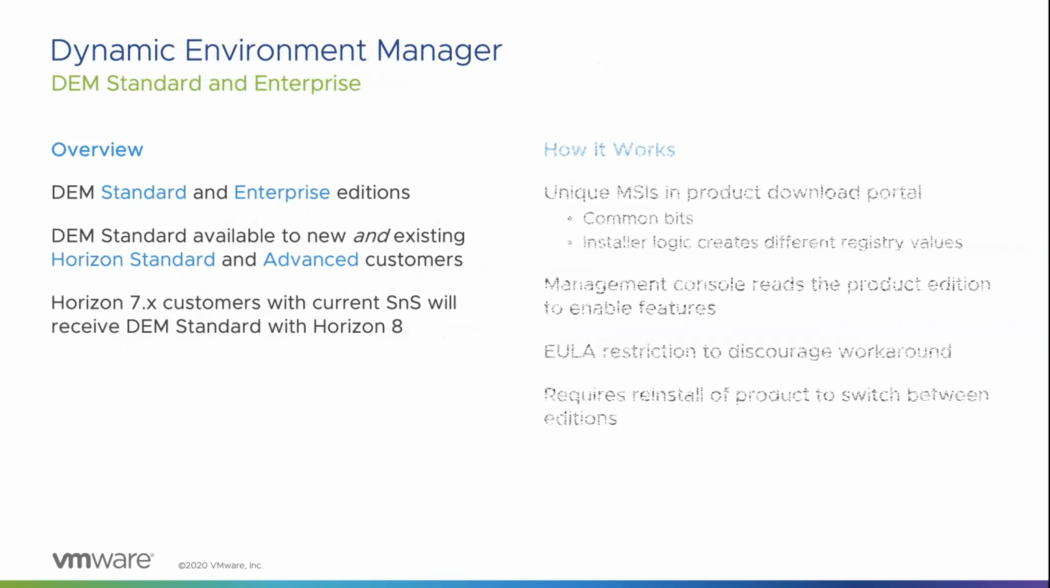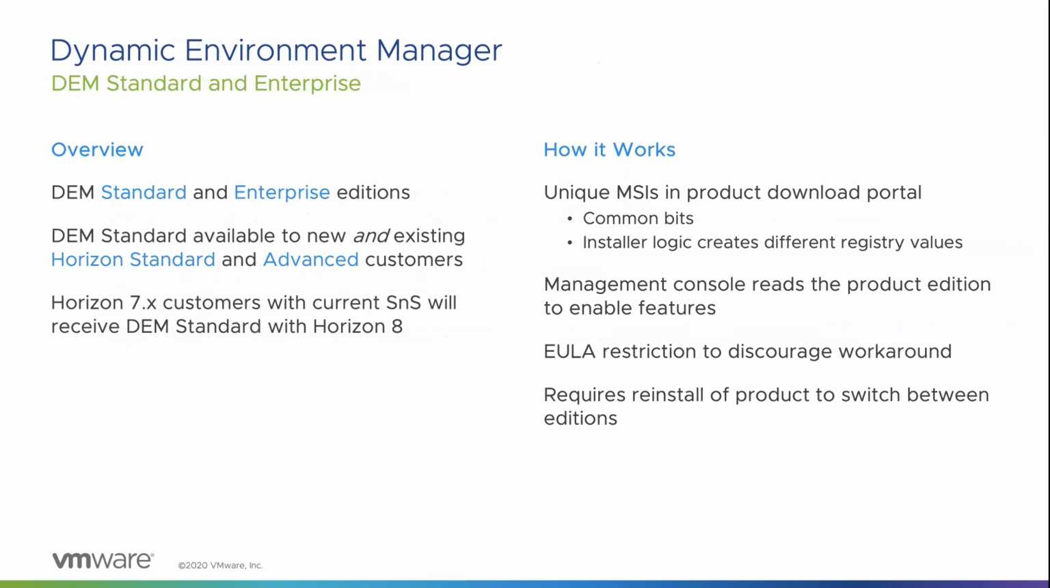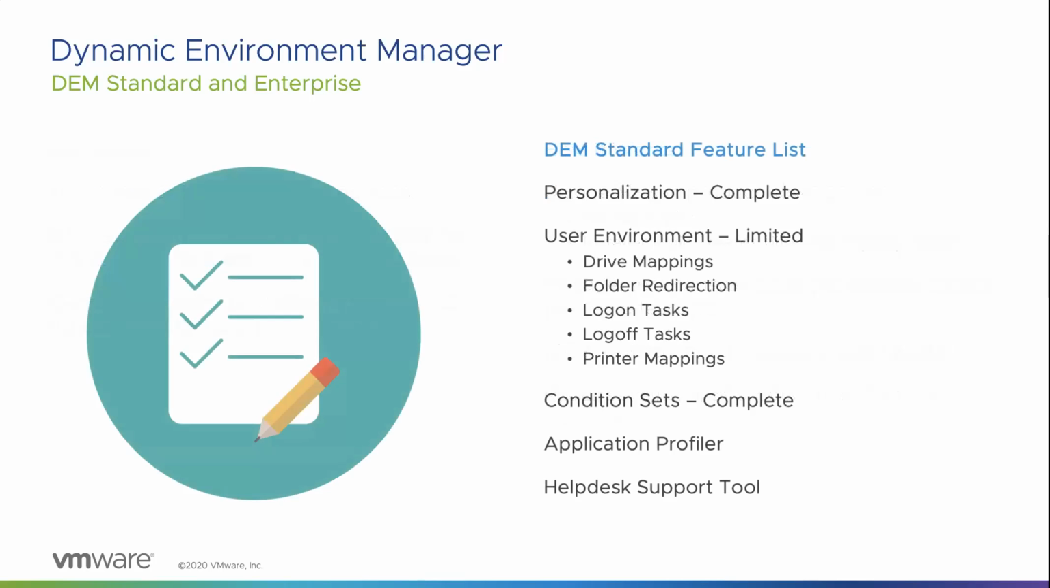A couple of new things as well on the Dynamic Environment Manager side. There are two versions of Dynamic Environment Manager now, DEM Standard and DEM Enterprise. Standard is available to new and existing Horizon Standard and Advanced customers as long as they have active SnS. How it works is there are unique MSIs for each version, and some different registry values. Under the covers, it's basically the same. It gets hidden via those installations, and there are EULA restrictions to discourage workarounds. So really, what this means is everybody has access to DEM now.